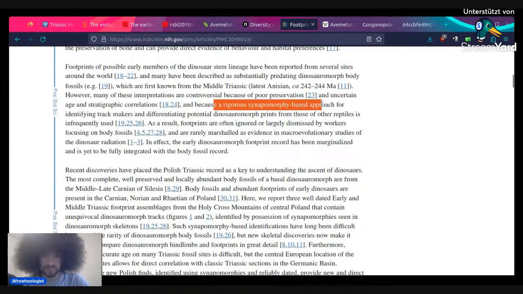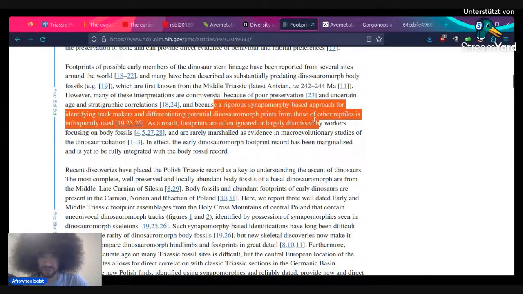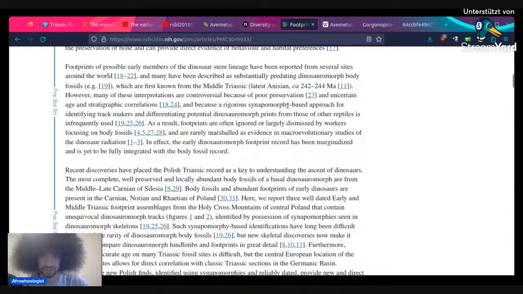Because a rigorous synapomorphy-based approach for identifying track marks and differentiating potential dinosaur morph prints from those of other reptiles is infrequently used. So what this means is that there is no definitive guide on differentiating unique traits. The synapomorphy is a shared trait that emerges. It's a derived trait in the lineage that separates it from other clades.